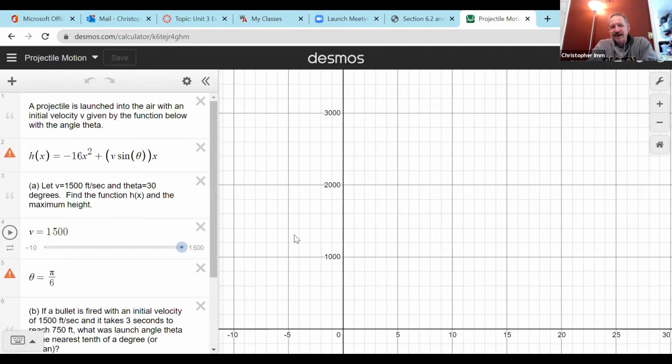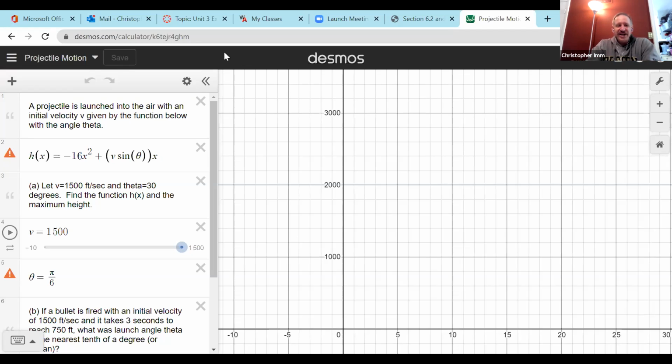A projectile is launched into the air with an initial velocity v given by the function below with the angle theta. So we're going to pretend it's a bullet or something like that. When people celebrate a big soccer victory or the 4th of July, sometimes they shoot guns in the air. Don't ever do that, because that bullet has to come down somewhere, and it's going to come down with the same velocity that it had coming out of the gun.